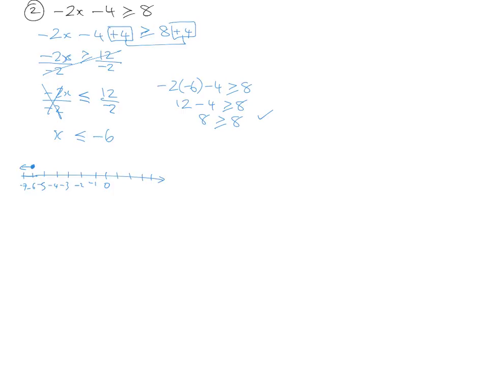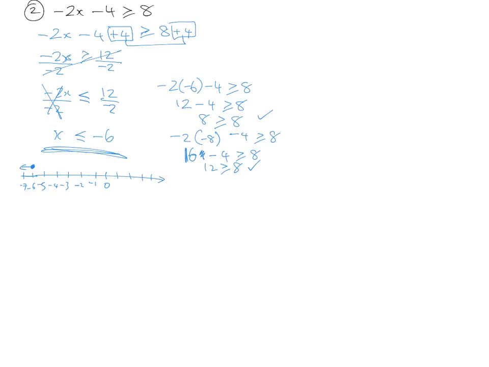What's a number that's less than negative 6? Let's say negative 8, so let's plug that in. Negative 2x take 4, greater than or equal to 8. Is that true? Negative 2 times negative 8 is positive 16. Taking 4, greater than or equal to 8. 16 take 4 is 12. Is 12 greater than or equal to 8? Yes.